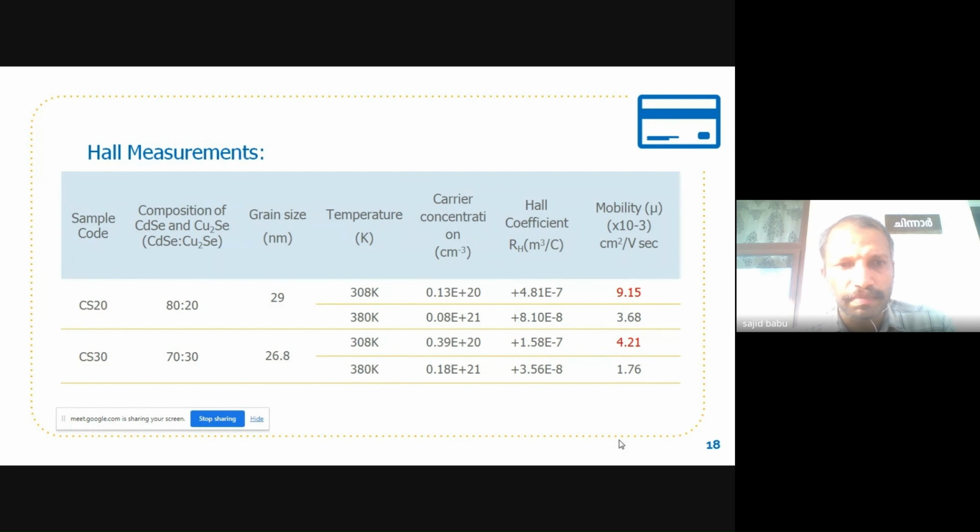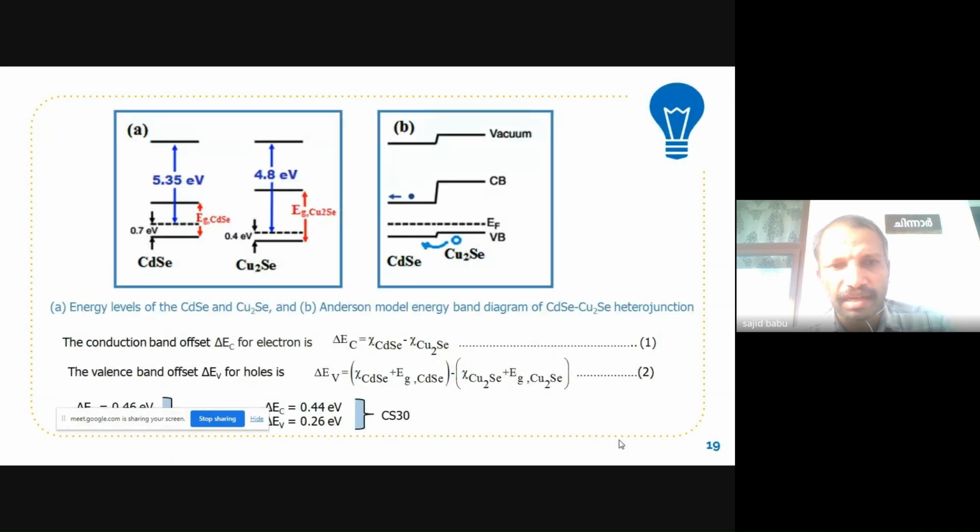This is the Hall measurement we have got. We have recorded it for 2 films, CS20 and CS30 weight percentage. The mobility of the film decreases as the temperature increases. These are the energy levels of the CDSC and C2C, which we have determined using the Anderson model energy band diagram.